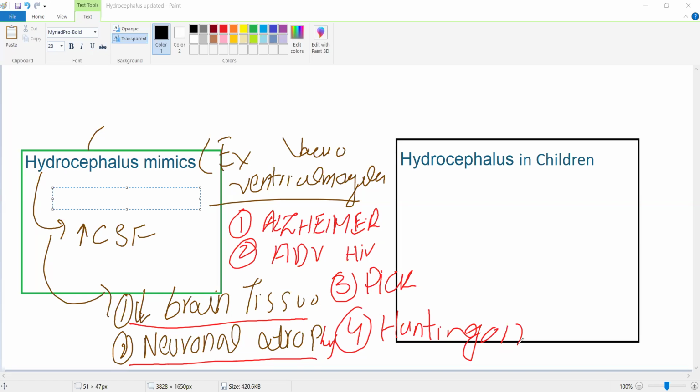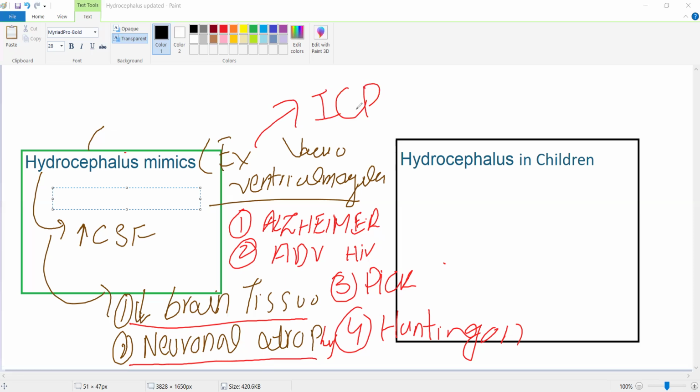Okay, so ex vacuo ventriculomegaly is due to Alzheimer, advanced HIV, Pick disease, which is a frontotemporal dementia, and Huntington's disease. The intracranial pressure in ex vacuo ventriculomegaly is normal. ICP is normal, right?